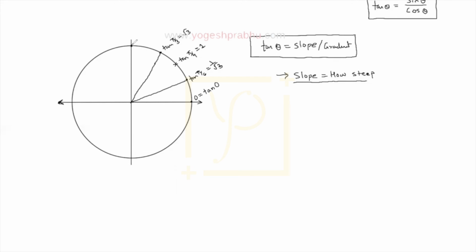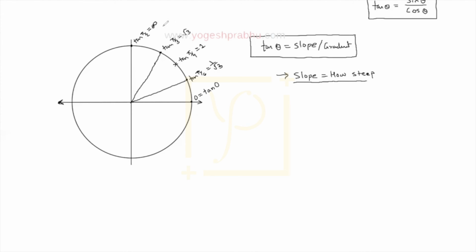And the slope of pi by 2, this 90-degree angle, is tan of pi by 2. Let me write that. This is tan of pi by 2, and this vertical line has got slope infinity. So the slope is going from 0 to infinity. You can just remember the horizontal line has got slope 0. This 30-degree line has got slope 1 by root 3. 45 degrees will have slope 1, and 60 degrees will have slope root 3.